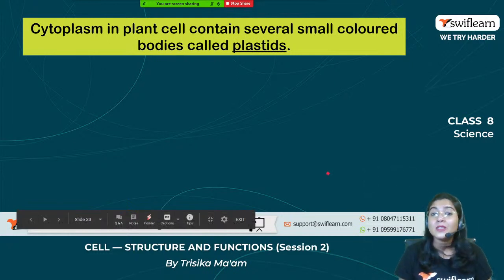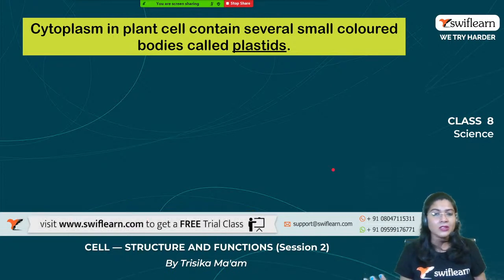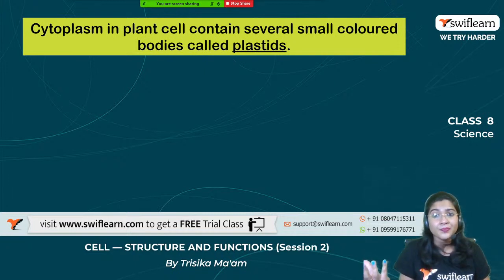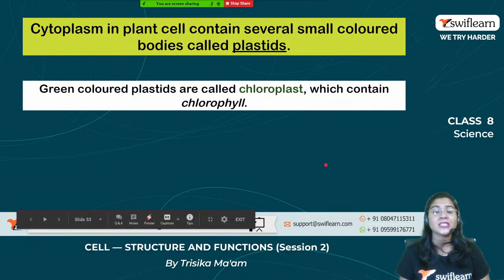These are the colored bodies which are present within the plant cells only, but not the animal cells. Do we have the green color or red color or any other color in our body? Yes, but the plants are having the red, yellow, and various types of colored flowers and fruits, right? And also the green leaves, right? So, because of these plastids, which are present only in the plant cell, they provide the different colors to the plant body. Okay, now plastid can be of three types: chloroplast, leucoplast, and chromoplast.